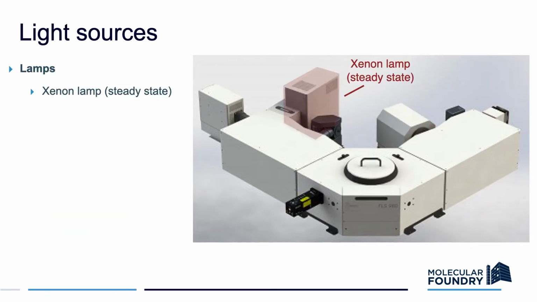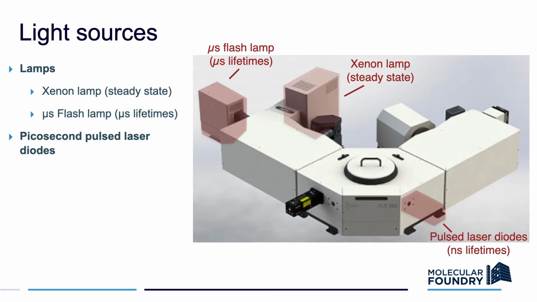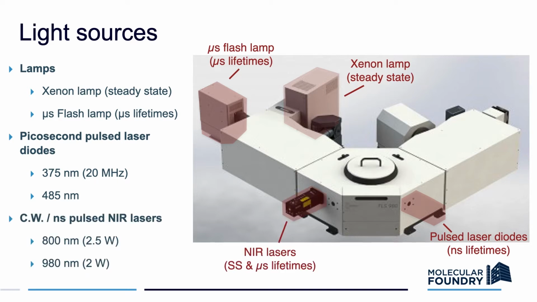Luminescence can be excited using steady-state and flash xenon lamps, where the wavelength is selected by the excitation monochromators. Or you can use picosecond pulsed laser diodes to perform time-correlated single-photon counting. You can also excite samples with high-powered near-infrared lasers available at 800 nanometers and 980 nanometers. These infrared lasers can operate in both continuous wave mode and also with nanosecond pulses, which we use for microsecond and millisecond lifetimes.